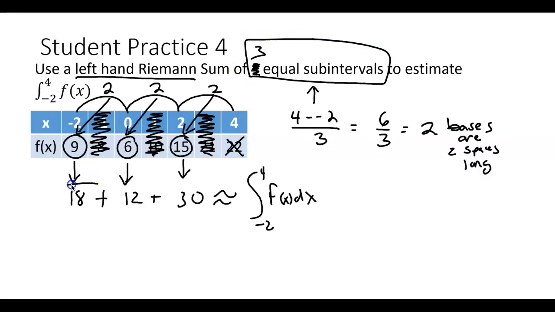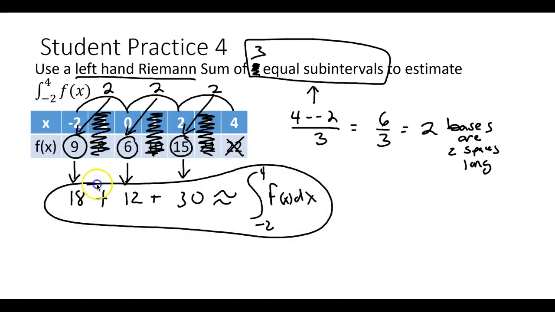All right, and so here's our final answer. Notice I just left it unsimplified again, but maybe you simplified it. If you did, you would get 60, but that was not too hard to add together. Anyway, so here it is. So you take your last x value and subtract from it your first x value and divide by the number of subintervals that they want. And that tells me that each rectangle needs to have a base of 2 spaces in length.